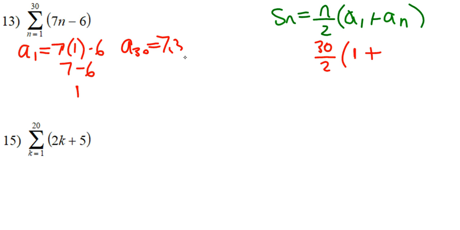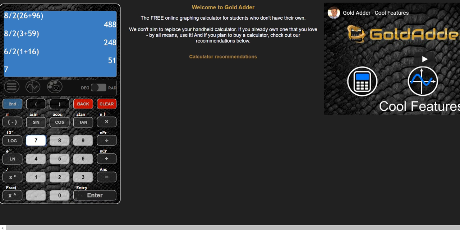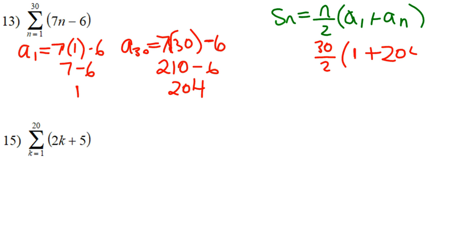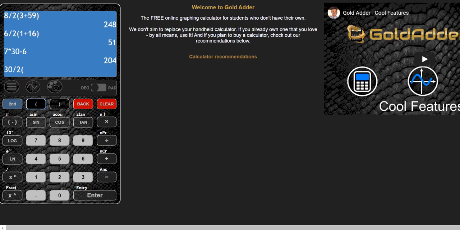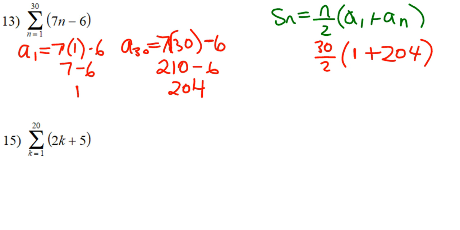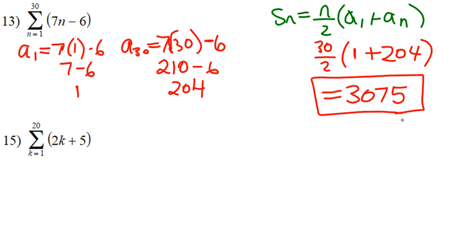So you'd have 7 times 30 minus 6. 7 times 30 is 210, minus 6 is 204. Of course, you could use a calculator for that. 7 times 30 minus 6, 204. But that's what goes in over here. And so we're doing the same thing. We're finding that formula, 30 over 2 times 1 plus 204, is 3,075. I sure wouldn't want to have to add up 30 numbers and get up to 3,075, but that's the answer.